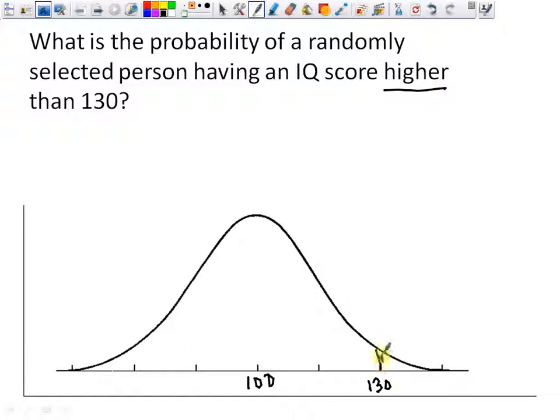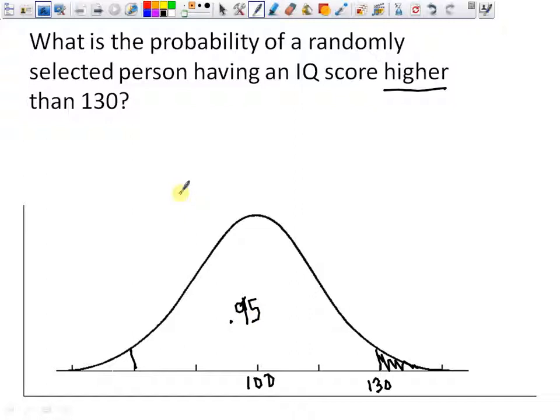So we're trying to find this part of the curve, which we can tell is less than half of the curve, so it's going to be less than 50% or less than 0.5. Well, we can use the empirical rule to get a better idea. We know that, again based on the empirical rule, 95% of our data lies within two standard deviations on each side of the mean.